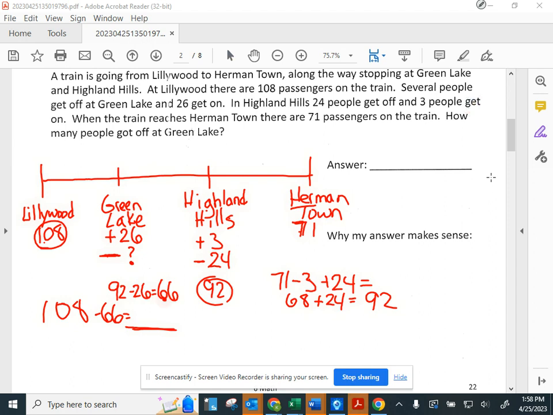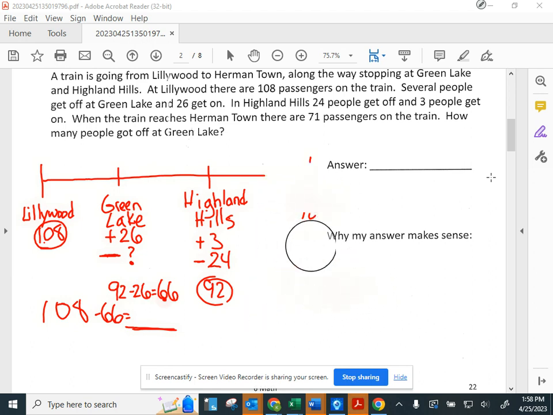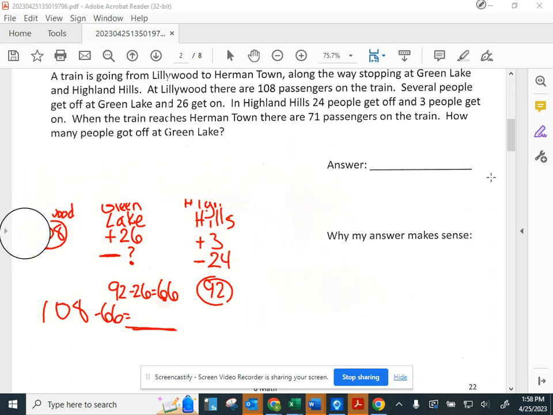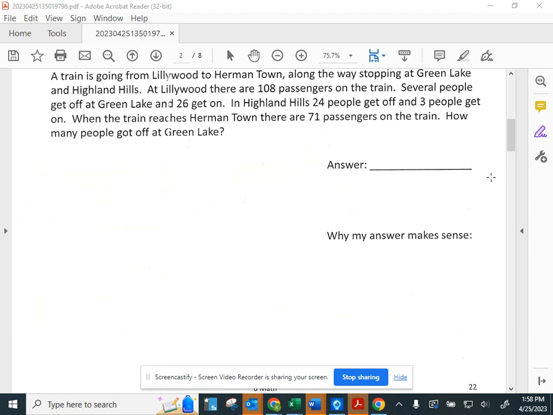So show your work. If you have questions, come see me if that explanation didn't help you. For some of us, that will be enough to get us going on this page.